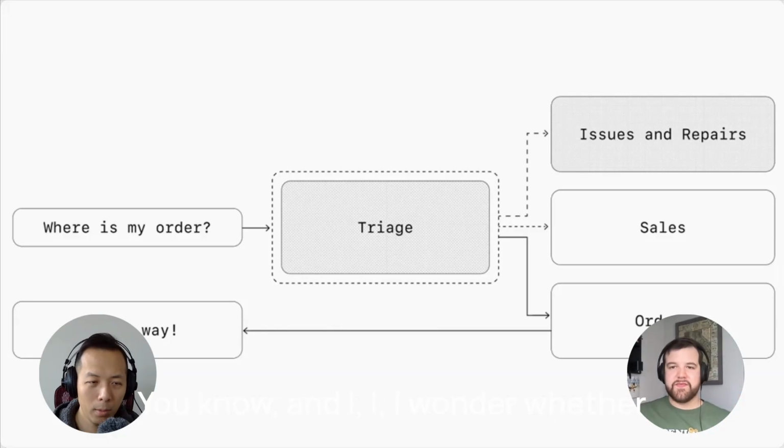And I wonder whether the two can be combined, right? Where in this example, there's a triage and then it goes to sales, let's say. And then sales might have it then broken down into tasks, and each of those tasks then has a sub-agent. Absolutely.